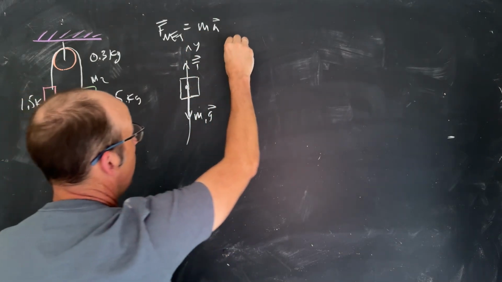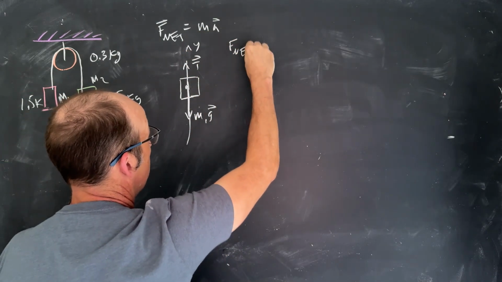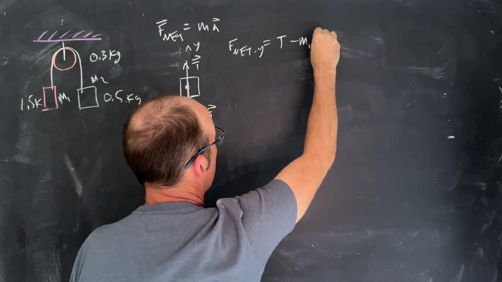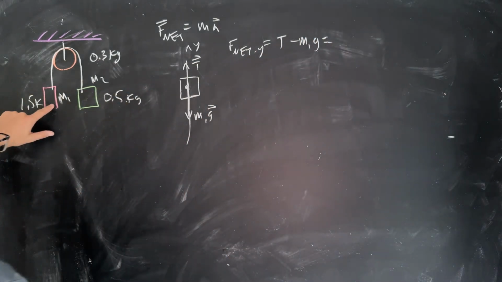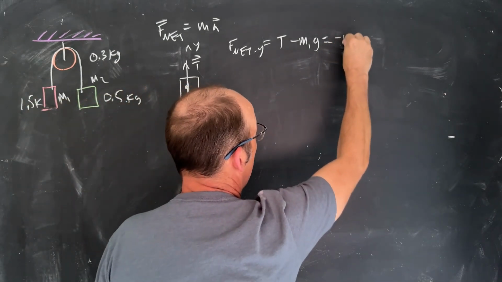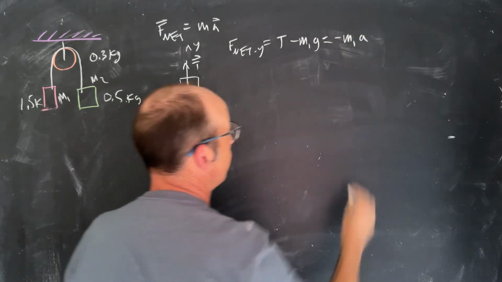So I can say F net in the y direction is the tension minus M1G, and that's going to be equal to the mass times acceleration. And let's assume it's accelerating down like we said. So I'm going to write this as negative M1A.